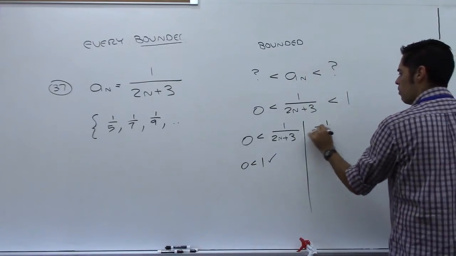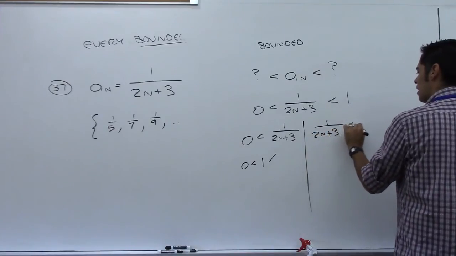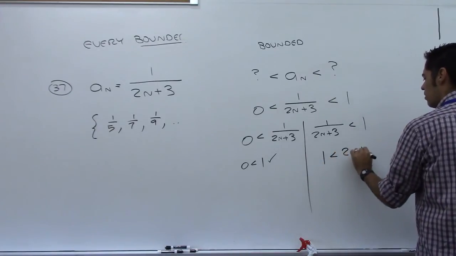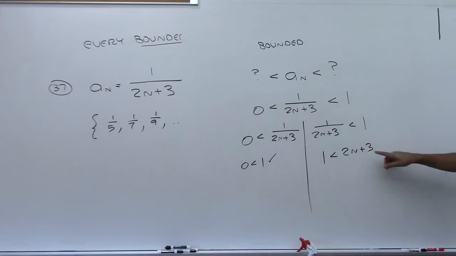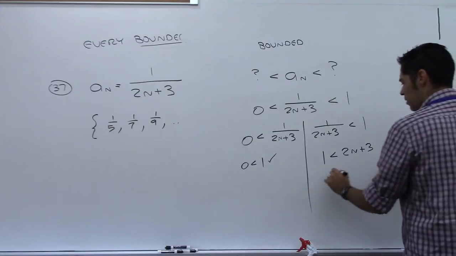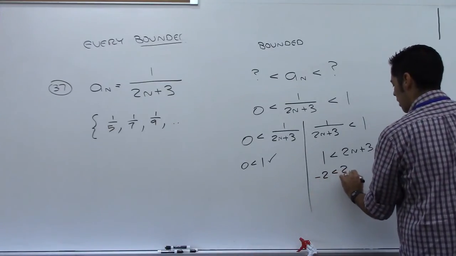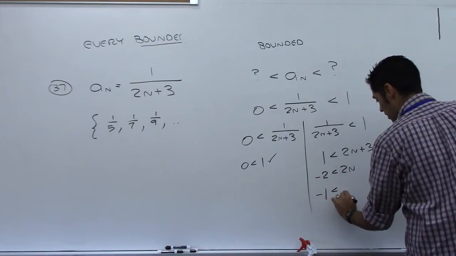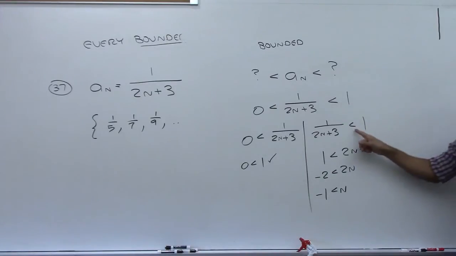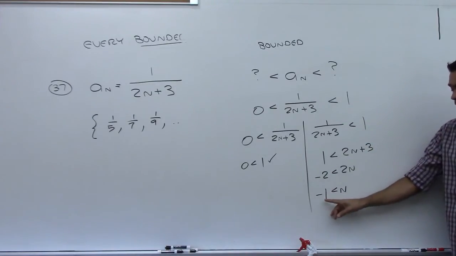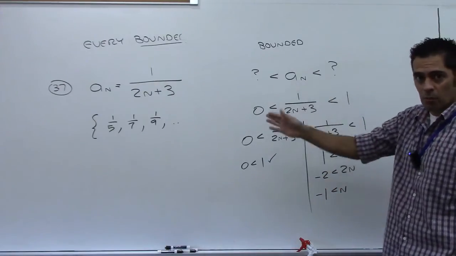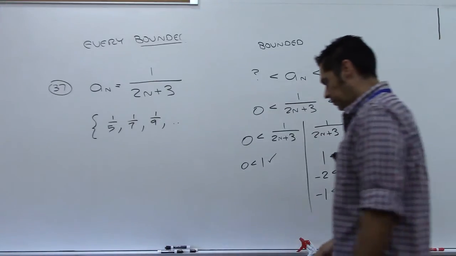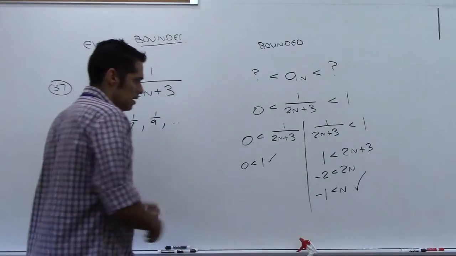Now what I want to show is that 1 over 2n plus 3 is less than 1. So I'll multiply both sides by 2n plus 3. I'll get 1 is less than 2n plus 3. And now what I'll do is I will subtract 3 from both sides and get negative 2 less than 2n. And I'll divide both sides by 2 to get negative 1 is less than n. So this will be true as long as n is bigger than negative 1. But remember, n always starts at 1, then 2, then 3. So this is going to check also because it's a sequence and we start at n equals 1. So this is good to go.